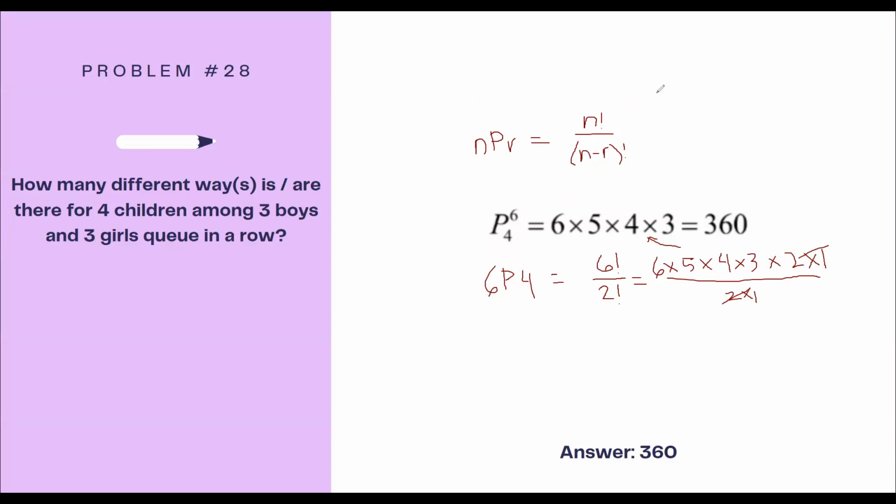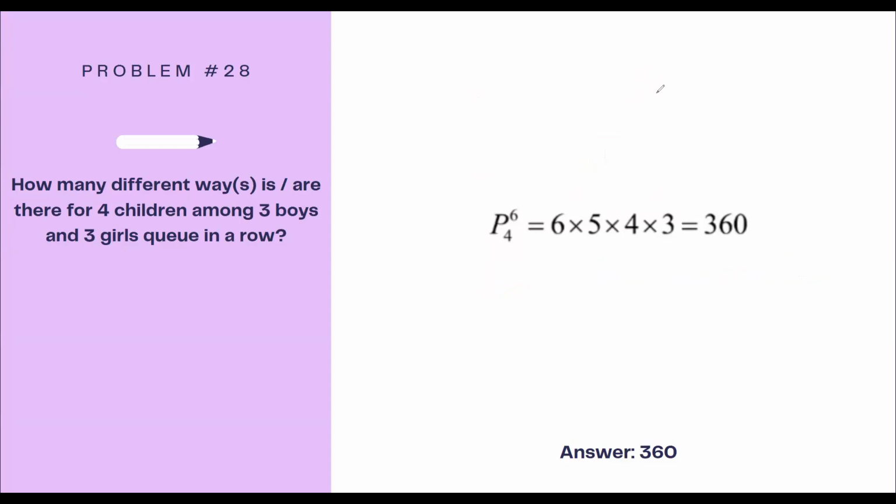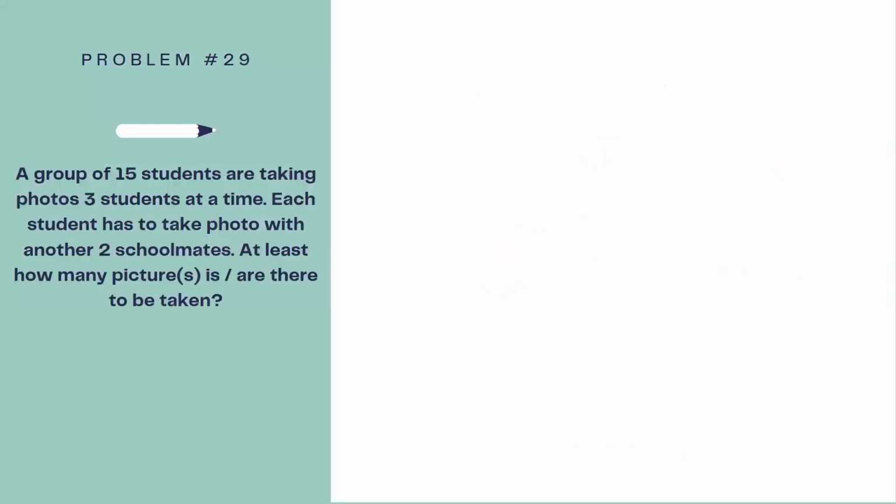So we have more time, so let's proceed to the next problem, the second to the last, I think. A group of 15 students are taking photos, 3 students at a time. Each student has to take a photo with another 2 schoolmates. So at least how many pictures are there to be taken? What do you think is the answer?